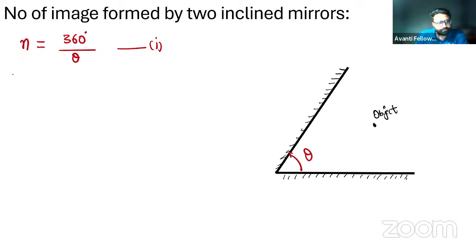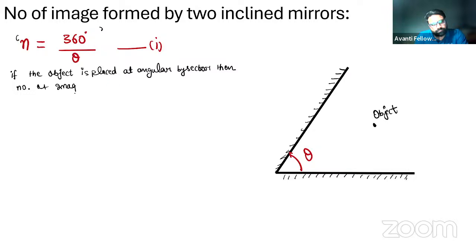ठीक है. If the object is placed at the angular bisector, then number of images, देखो ये जनरल फॉर्मूला है, number of images is equal to 360 upon theta minus 1. ठीक है. कितनी इमेज बनेगी? 360 अपॉन थीटा माइनस 1, और थीटा ऑलवेज बी इन डिग्री.